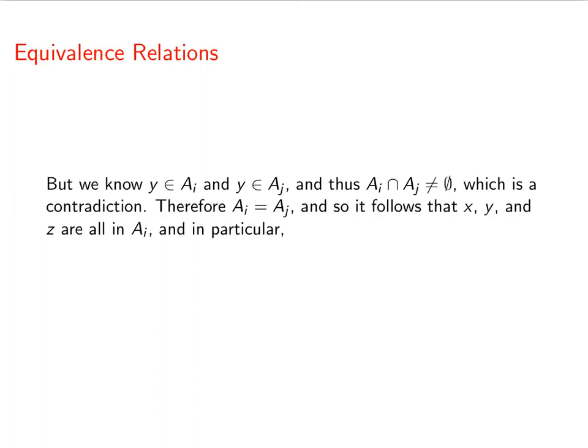So it must be that A sub i is equal to A sub j, and so we know that x, y, and z are all in the same cell of the partition, and in particular, x and z are in A sub i. That tells us that x is related to z. So our conclusion is that R is transitive. That's what we were out to prove, that R is reflexive, symmetric, and transitive.